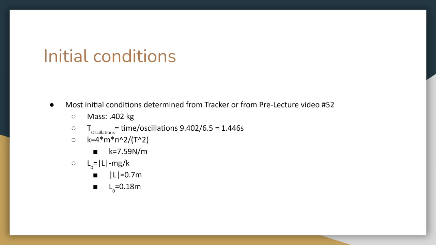K, which is the spring constant, was determined using a formula from the pre-lecture video, which is 4 times mass times pi squared divided by the time of the oscillation squared, which gave a spring constant of 7.59 newtons per meter. And then we had the relaxed spring length, which was also determined from the pre-lecture video number 52, which is equal to the spring length minus mass times gravity divided by the spring constant.